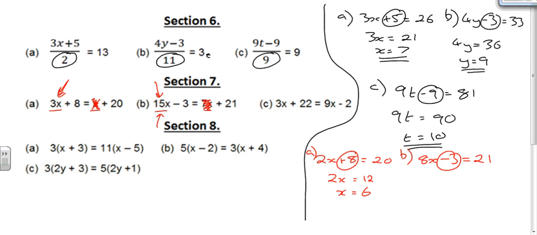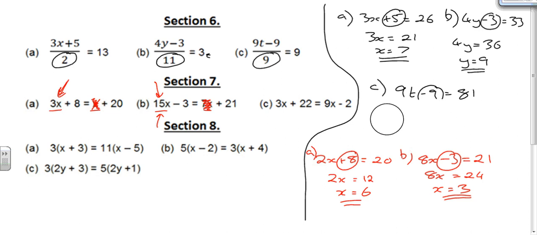I've then got to get rid of this minus 3, so I'm going to add 3. So I've got 8x equals 24. Then if 8x is 24, divide by 8, and 1x equals 3. Question C was a little bit trickier. So if I get rid of this stuff up here now.